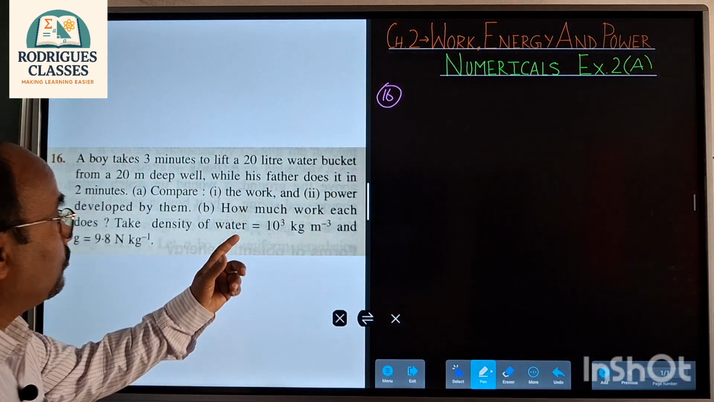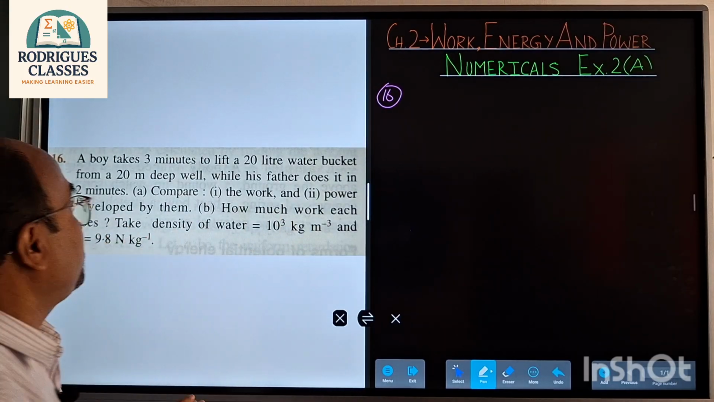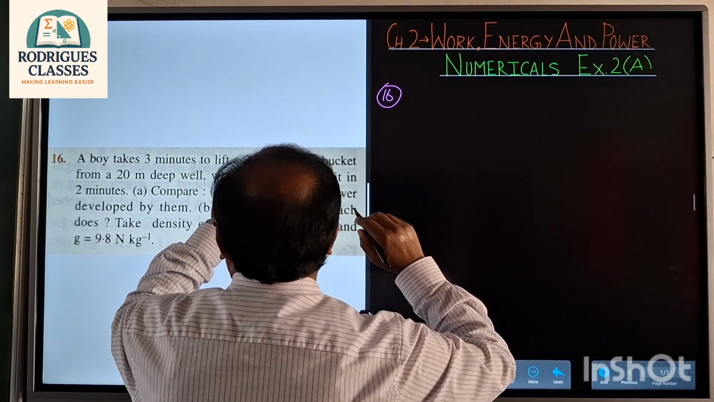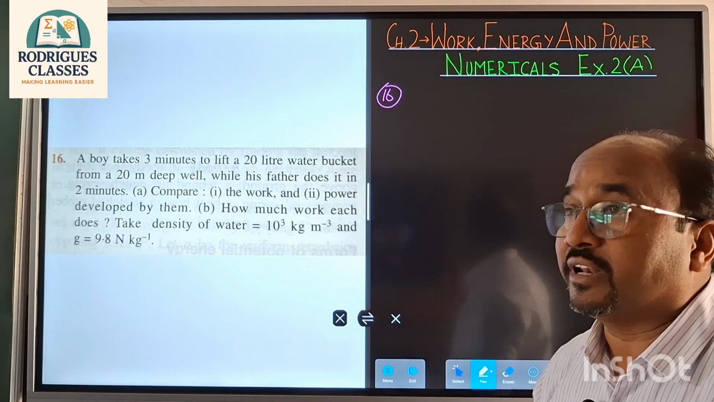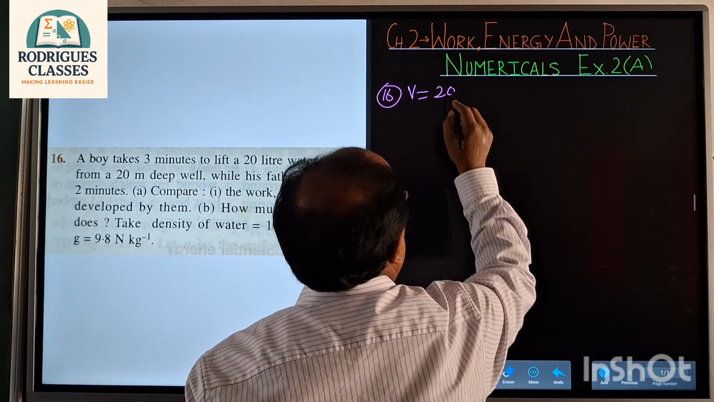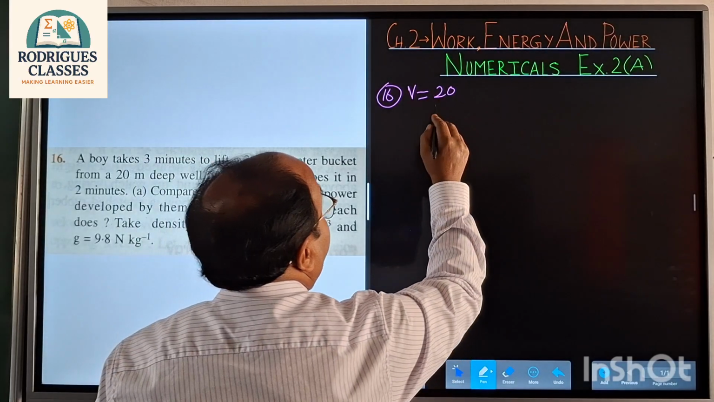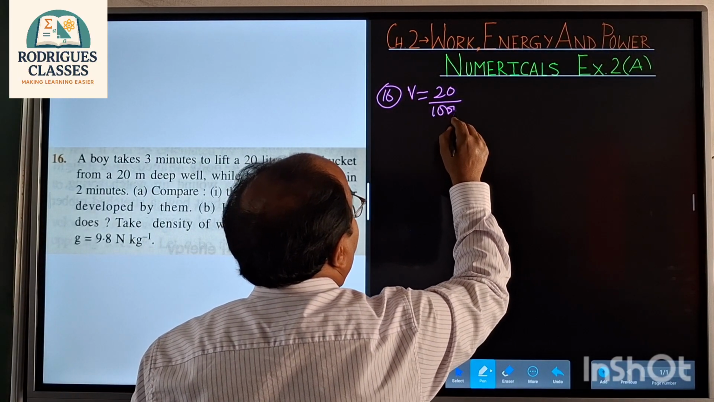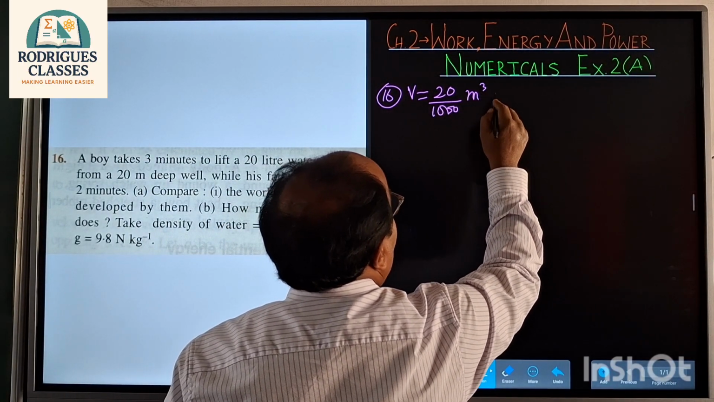So first of all, we'll go to calculate the work done by each of them. Okay. So for that, this volume part has to be related. So I'm writing volume is equals to 20 liter. I want to convert it into meter cube. So by 1000 meter cube.